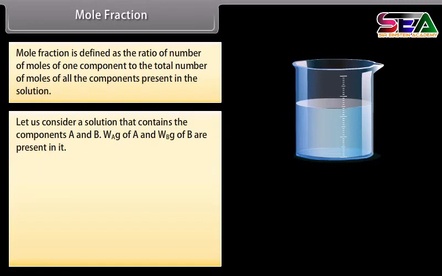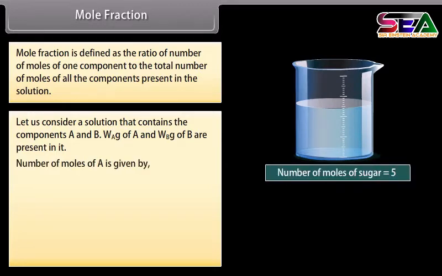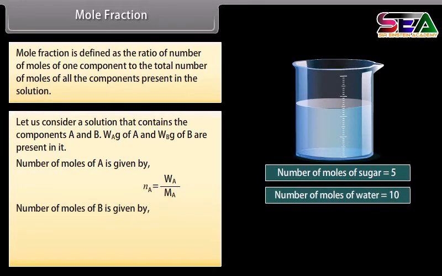Let us consider a solution that contains the components A and B. Wa grams of A and Wb grams of B are present in it. Number of moles of A is given by Wa upon Ma. Number of moles of B is given by Wb upon Mb. Total number of moles of A and B is equal to Na plus Nb.